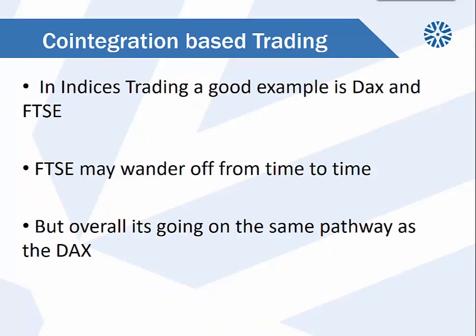So if we want to have another one, look at it in indices. If you're a trader of indices, a good example is the German DAX and the UK FTSE. The reality is that, within Europe, the DAX is the major traded indices instrument, and so the majority of the European indices will track what the DAX is doing. The FTSE may wander off from time to time, as we've maybe seen recently with regards to Brexit, but ultimately they will be going on the same pathway.